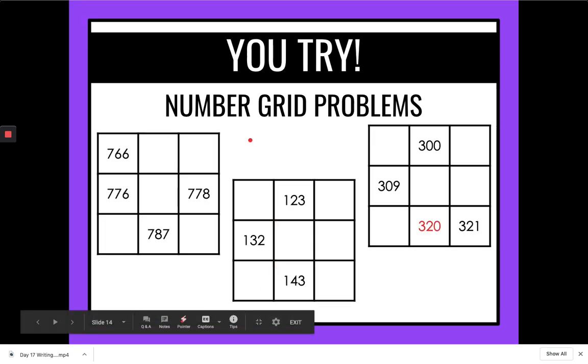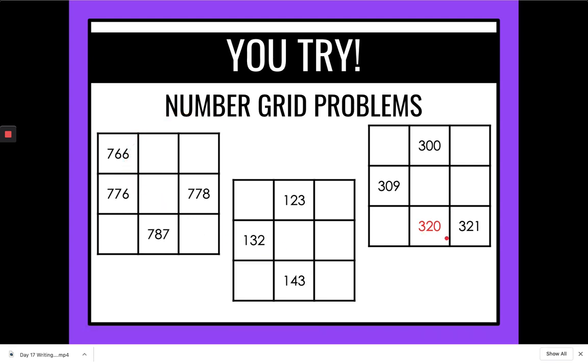So now it's your turn to try this work. These look exactly like the ones that you have on your paper. The only thing I want you to notice is that on the third one, it says 330 on your paper. Please go ahead and change that now to 320. We have a misprint there. Sorry. That's what happens when we make these packets very, very quickly. Sorry about that, guys. So just go ahead and change that 330 to 320, and then it'll be right.